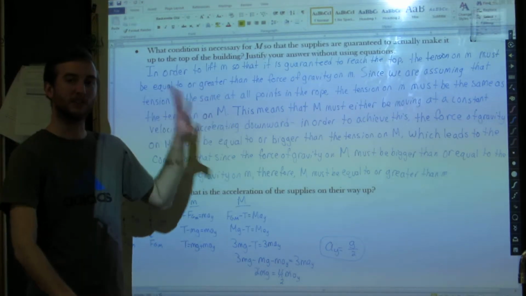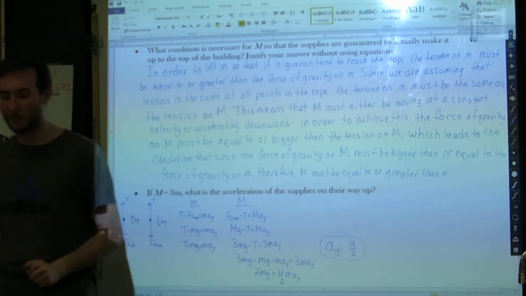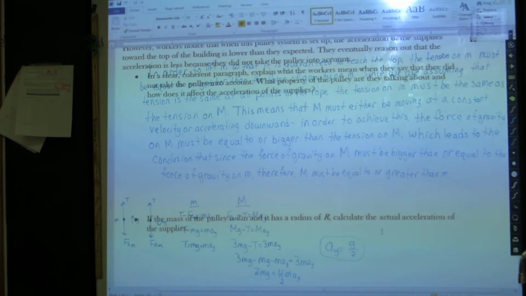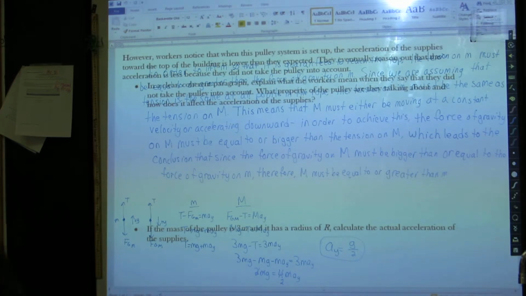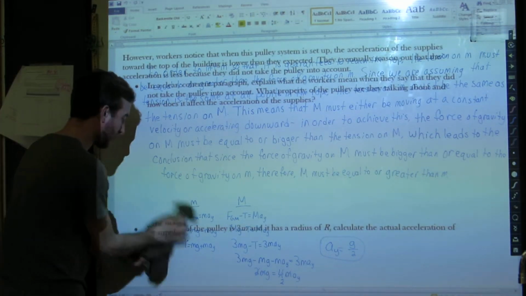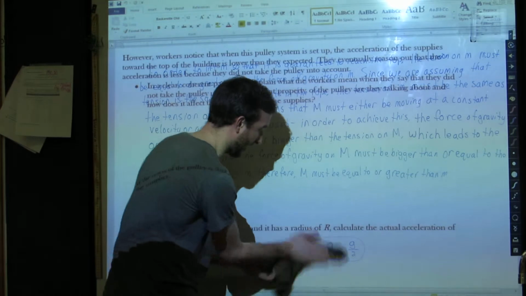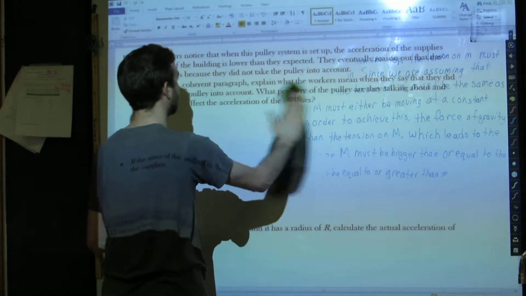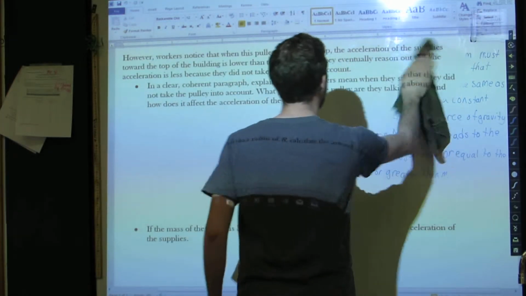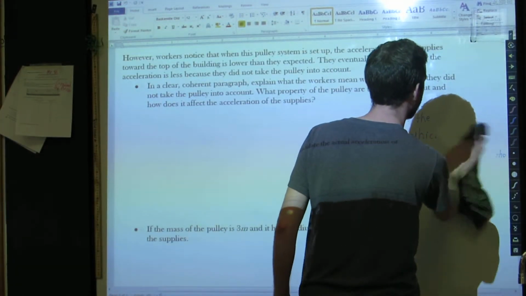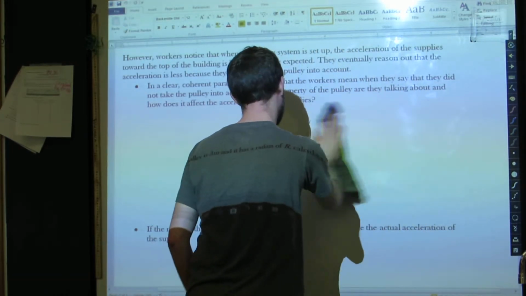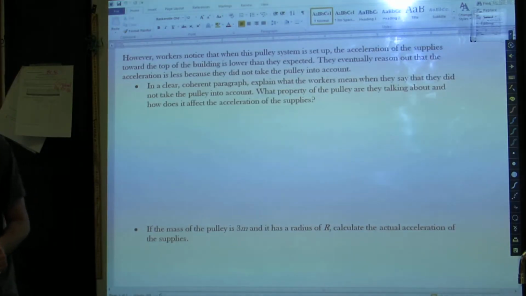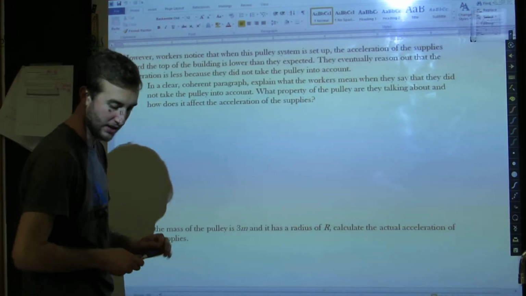Now, this is ideal. This is without mentioning anything whatsoever about the pulley. In real life, however, if you take a second to read the back, the acceleration is lower than expected. And the workers want to know why. Why is the acceleration not quite as big as expected? They figured out eventually it's because they didn't take the pulley into account. You are to answer, and this is the phrasing the AP uses, in a clear, coherent, paragraph-length response why this is. Why is the pulley important?